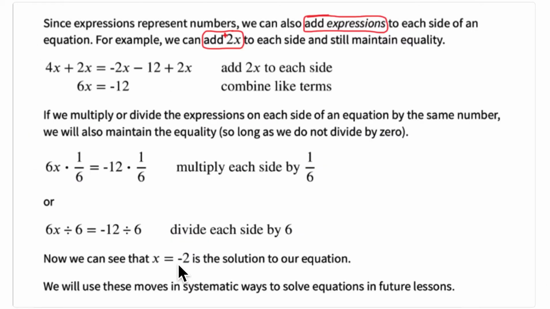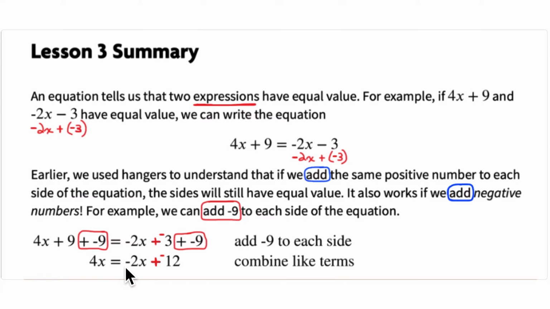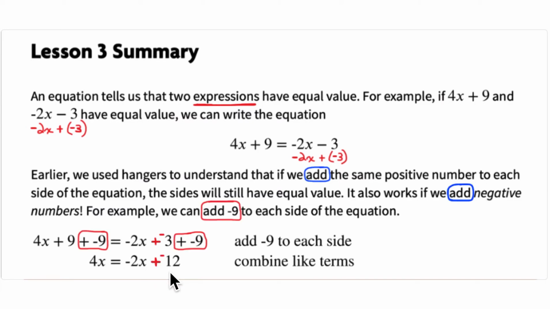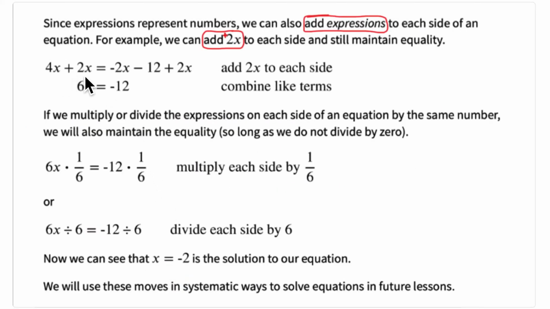On the next page, this is 4x equals negative 2x minus 12. And that is right here, 4x equals negative 2x minus 12. Now they're making the point that you can also add expressions to each side. I differ a little bit with this. I would say that you can add terms to each side, terms that include both just numbers or terms that include variables. I think an expression is one side of an equation, and expressions are made up of terms.